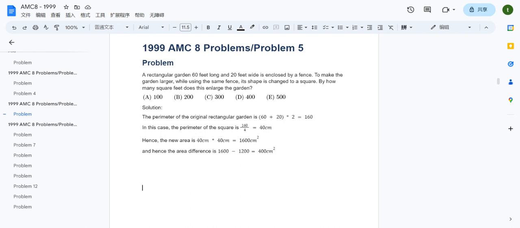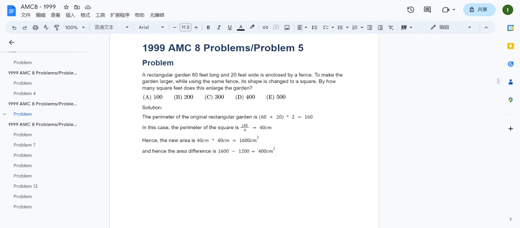The perimeter of the original rectangular garden is 60 feet long plus 20 feet wide times 2, which is 160. In this case, the perimeter of the square is 160, so each side is 160 divided by 4, which is equal to 40 feet, since in a square every side has to be equal. Now let's talk about the area. The area of the square is 40 times 40, which is 1,600, and the area of the rectangle is 60 times 20, which is 1,200. So 1,600 minus 1,200 is going to be 400 square feet.